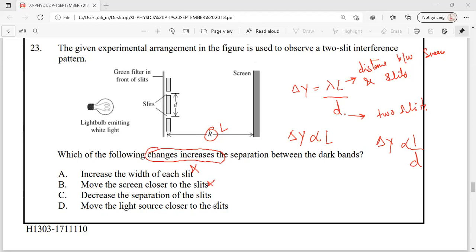Moving the light closer to the slit will not cause any change in this phenomenon. Option A, increasing the width of each slit, does not work either. So the correct answer is option C, decreasing the separation between the slits. If we decrease D, the separation between the slits, the distance between the fringes will increase. Option C is the right answer.